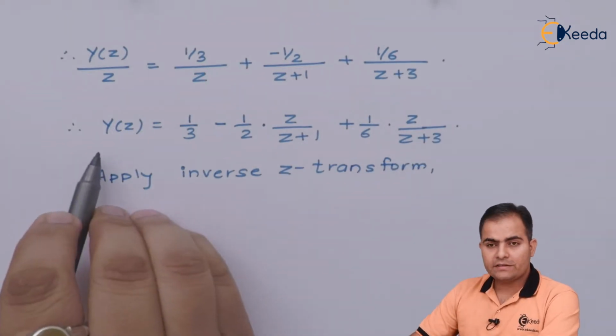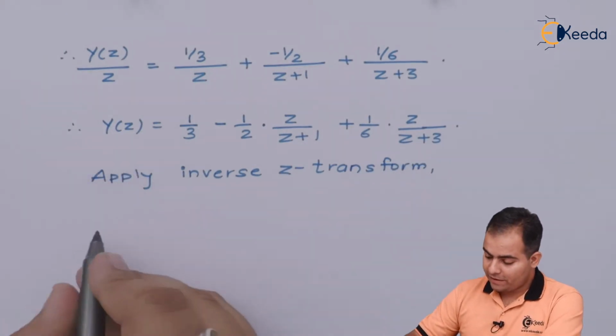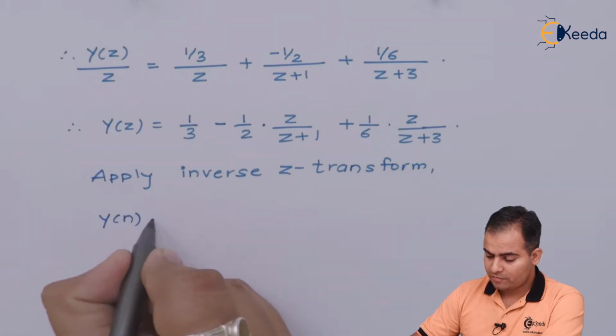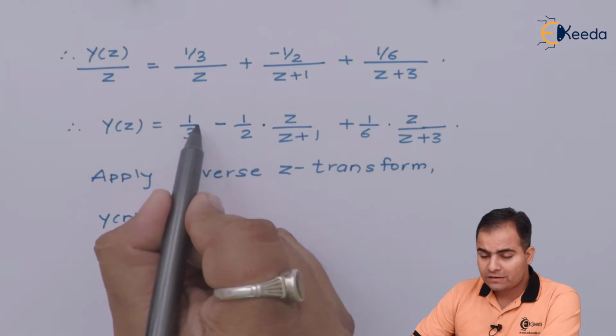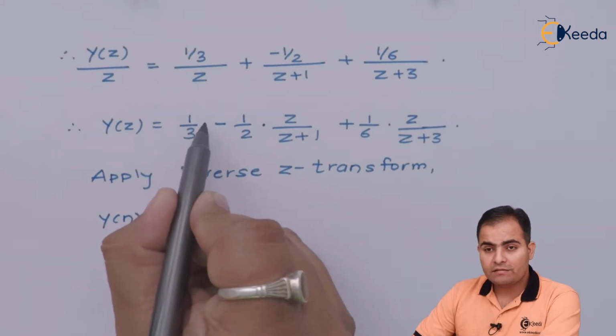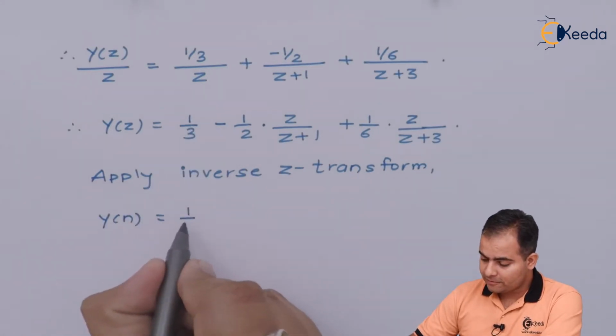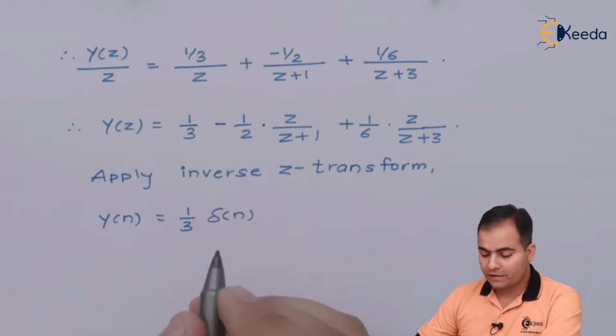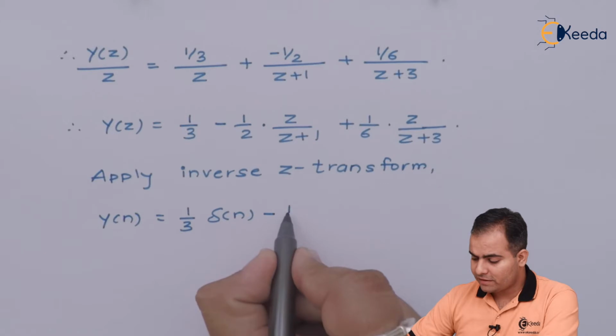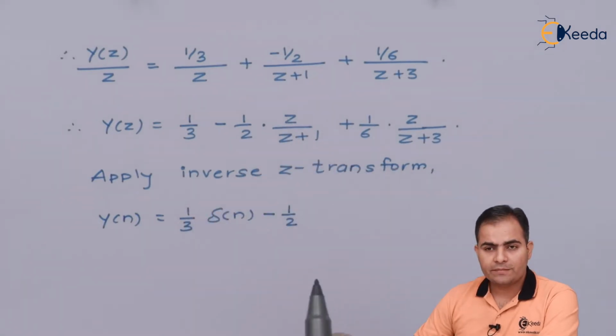So after applying inverse z transform, what you will get? This Y of z can be written as y of n. Now 1 by 3 is a constant, and the inverse z transform of a constant is always the impulse function, that is del of n. Then minus half is a constant, and z upon z plus 1.